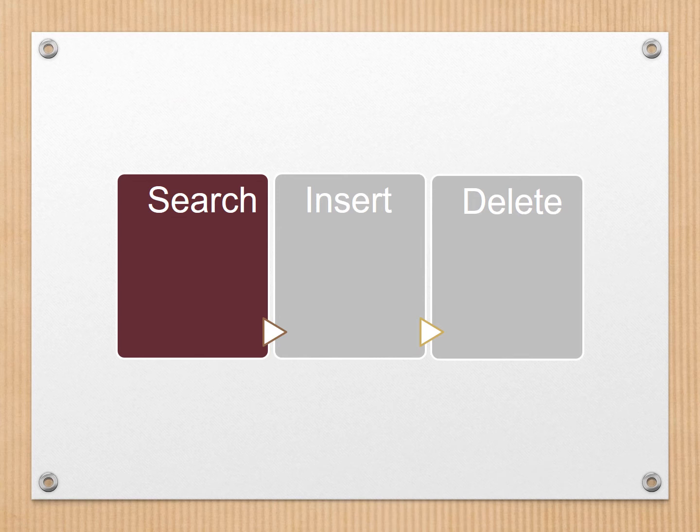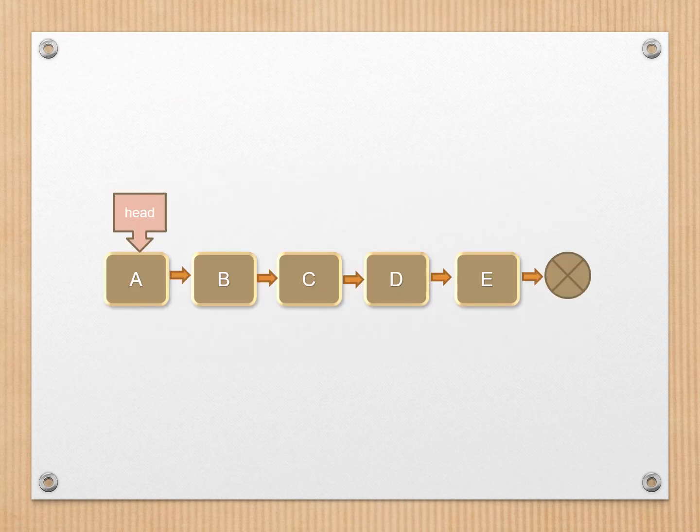Let us examine the operations of a linked list. Searching for a particular element in a linked list requires a pointer, say next, and keeping track of the index value. The index value has to be manually updated.